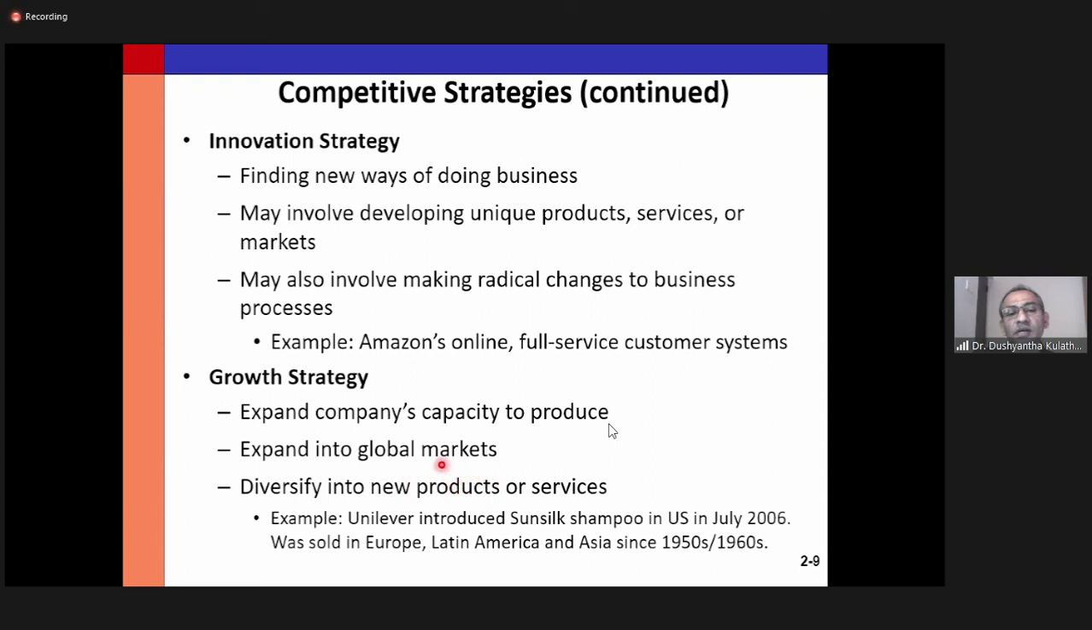With the resources and capabilities you have, you may feel that you can diversify your product range. You are currently producing a particular product or a couple of products, but with the available resources, skills and capabilities, you are in a position to move into other products or services. Unilever introduced Sunsilk. This is a very popular shampoo in Sri Lanka, maybe for several decades, but it went into the US market in 2006. Sunsilk has been in the market in Europe, Latin America, and Asia since the 1950s and 60s.